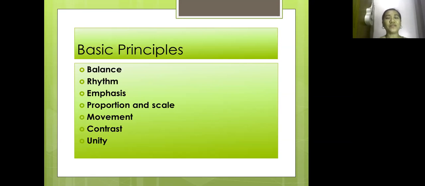Now we have the basic principles for architecture. Again, we have the balance, and then the rhythm and emphasis, proportion and scale is again there, the movement, contrast, and utility. These principles will be further explained in my next presentation.